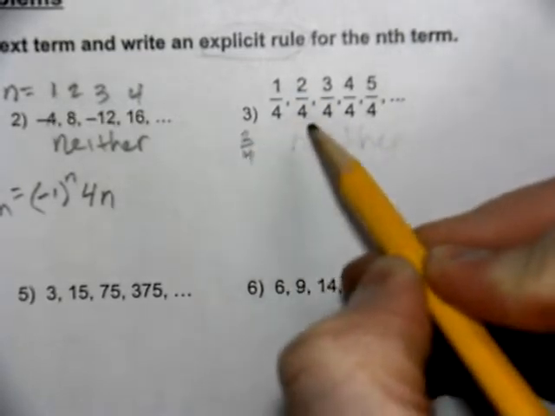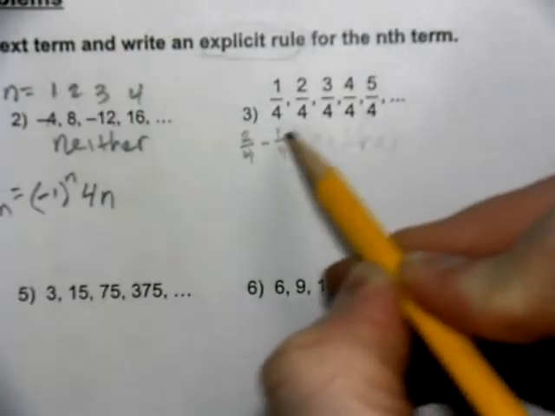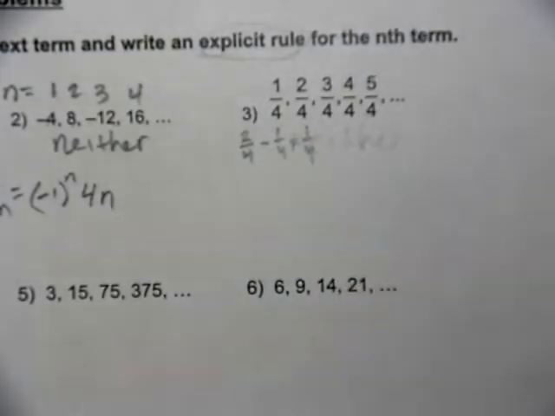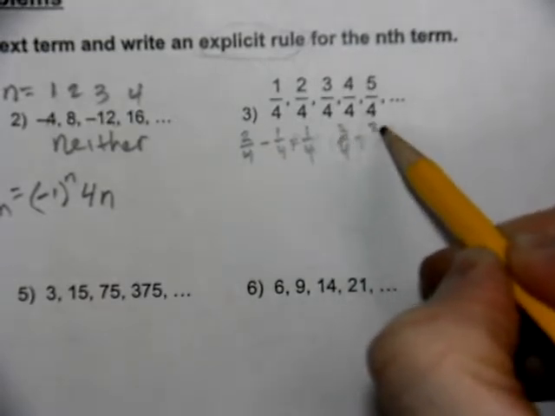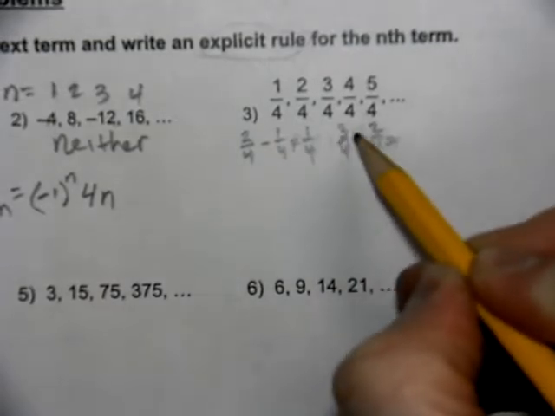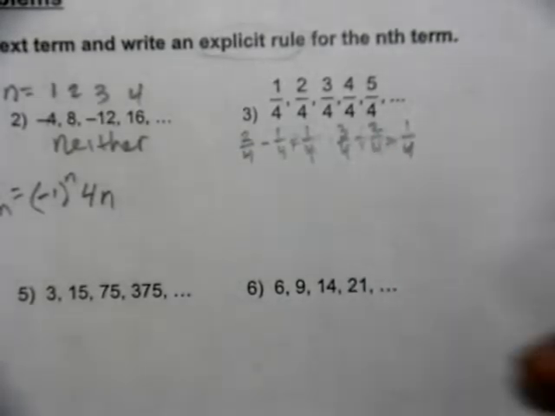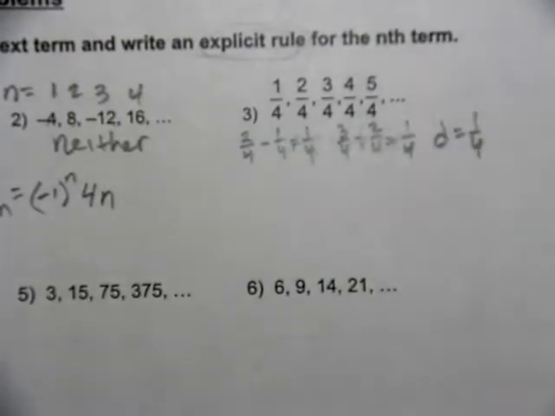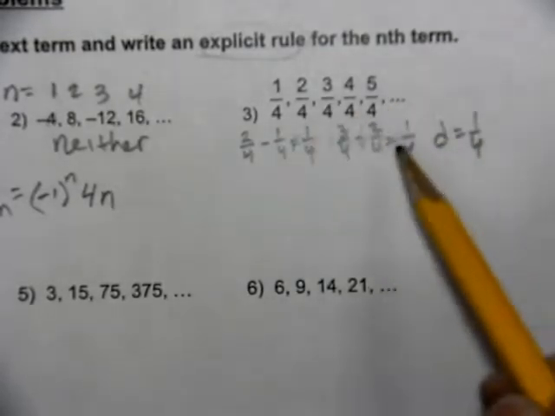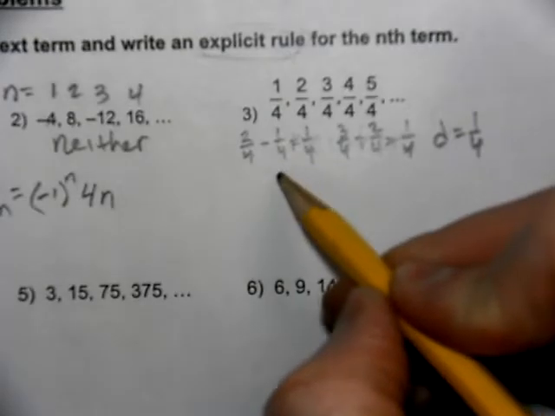But since I said it wasn't arithmetic, let me show you that if you take your number and you subtract the 1 in front of it, 2 minus 1 is 1/4. If we take 3 over 4 and subtract the 1 in front of it, 3 minus 2 is 1 over 4. So we have this common difference of 1/4. If we would continue the pattern, it would do the same thing. So this is arithmetic.